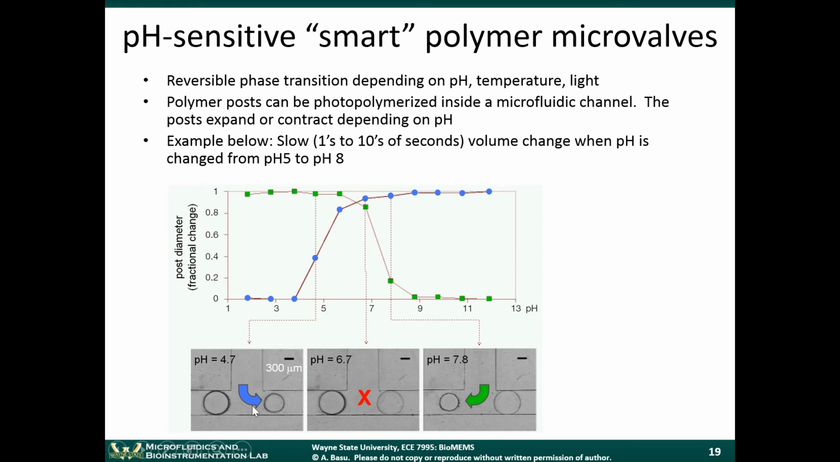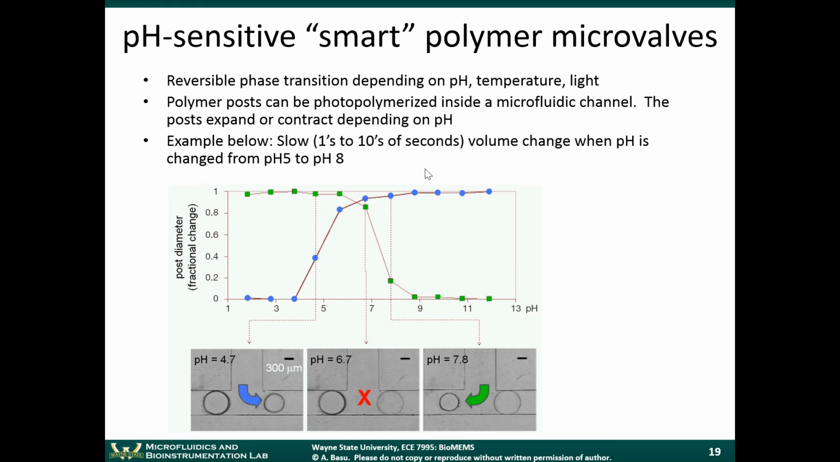The valve on the left side is designed so that it does exactly the opposite. The valve on the left will actually contract at alkaline pHs, at higher pHs. So you can have fluid flow in one direction if it's a certain pH, and you can have fluid flow in the opposite direction if you're at a different pH. So these types of microvalves have a relatively slow actuation, one second to tens of seconds, but they're based on a volume change. There are many materials that respond to the pH content.